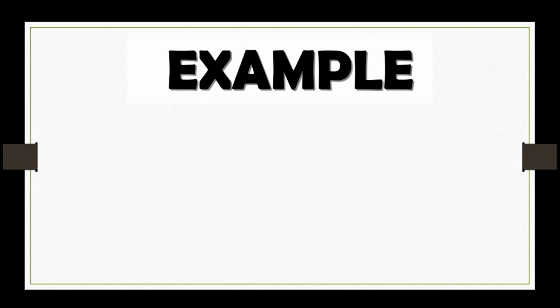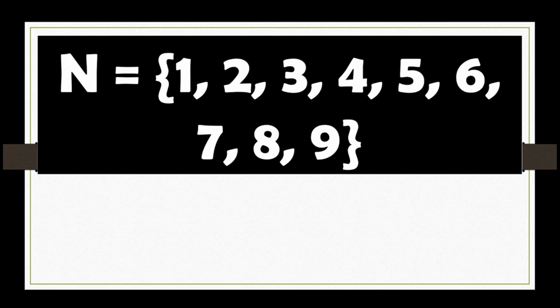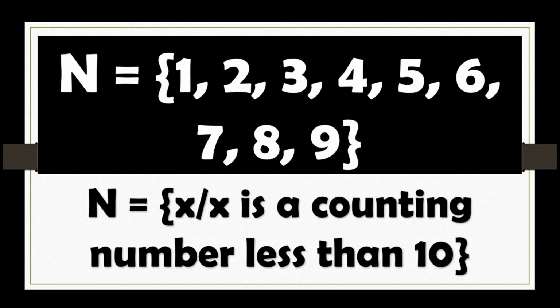Let's have the third one. This is, again, in roster form. For us to write this in set builder notation, that is N is a set of x such that x is a counting number less than 10. We will start with a capital letter N followed by the equal sign, an open bracket, x slash x followed by the statement is a counting number less than 10, closed bracket.